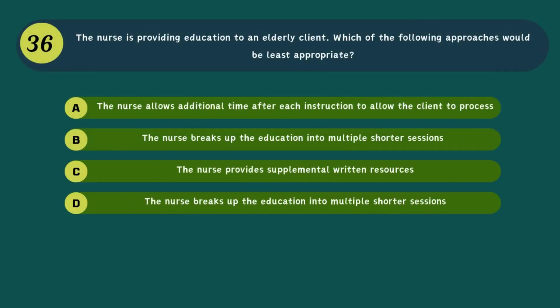Question 36. The nurse is providing education to an elderly client. Which of the following approaches would be least appropriate? A. The nurse allows additional time after each instruction to allow the client to process. B. The nurse breaks up the education into multiple shorter sessions. C. The nurse provides supplemental written resources. D. The nurse breaks up the education into multiple shorter sessions.